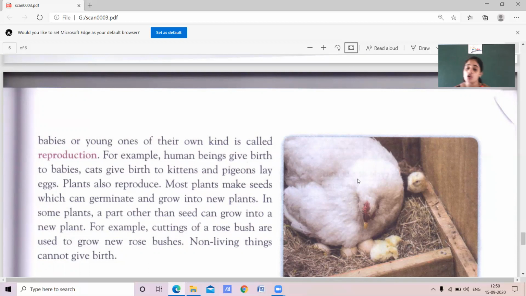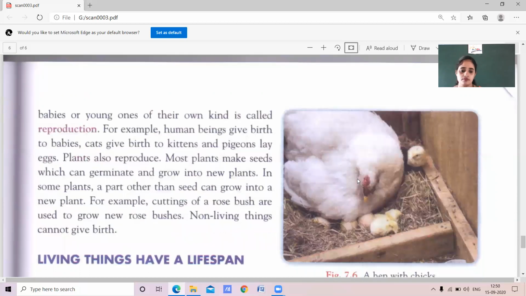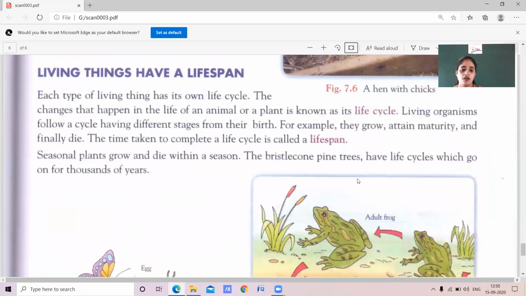Whereas non-living things cannot give birth. They will not reproduce. You know. Come to the last characteristic of living organisms. Living things have a lifespan. They will live for certain years. We call it a lifespan.